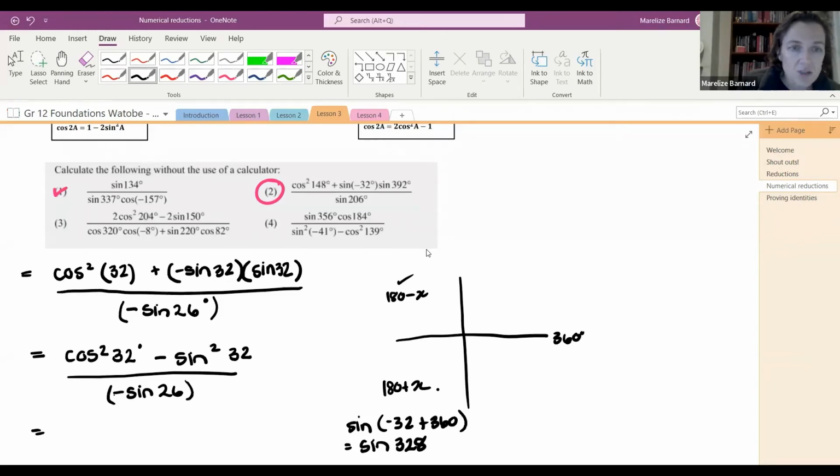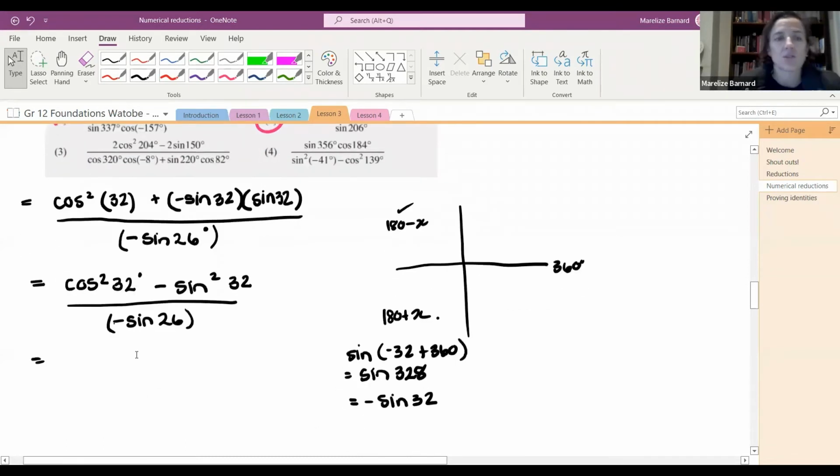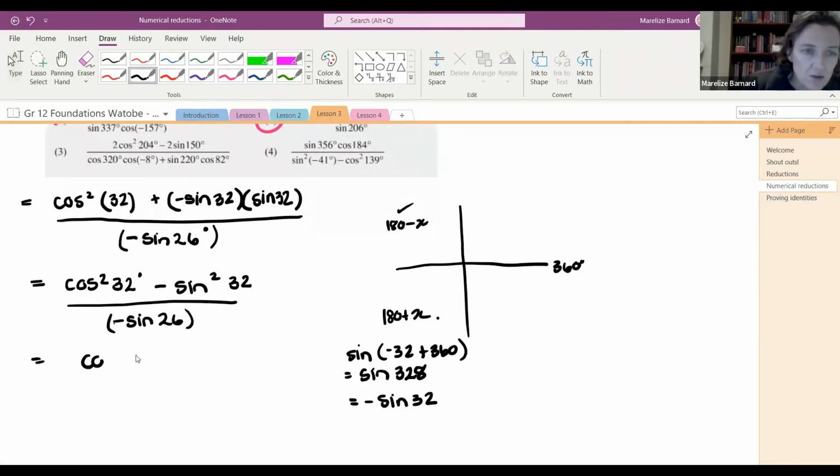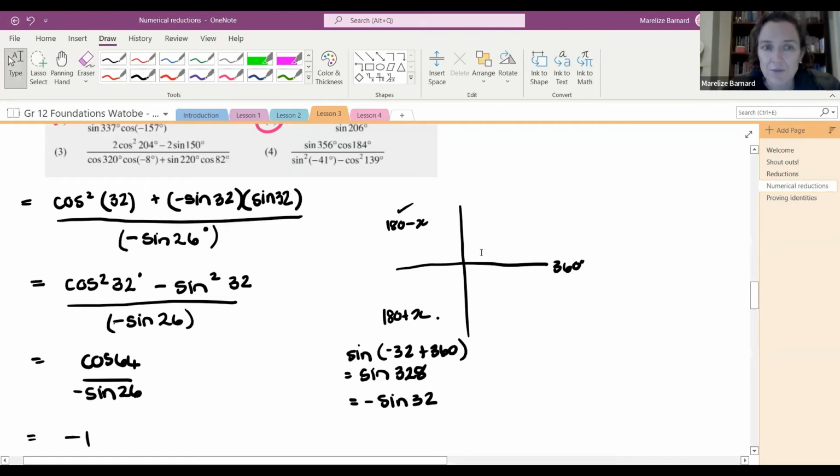Now, at the top, we should recognize the double angle for cos. Remember, you take the angle, the 32, so the double angle is 64. So this is, in fact, cos of 64 over negative sine of 26. And we had this on Tuesday as well, where if the angles add up to 90 degrees, cos and sine actually cancel out. So our final answer is -1.